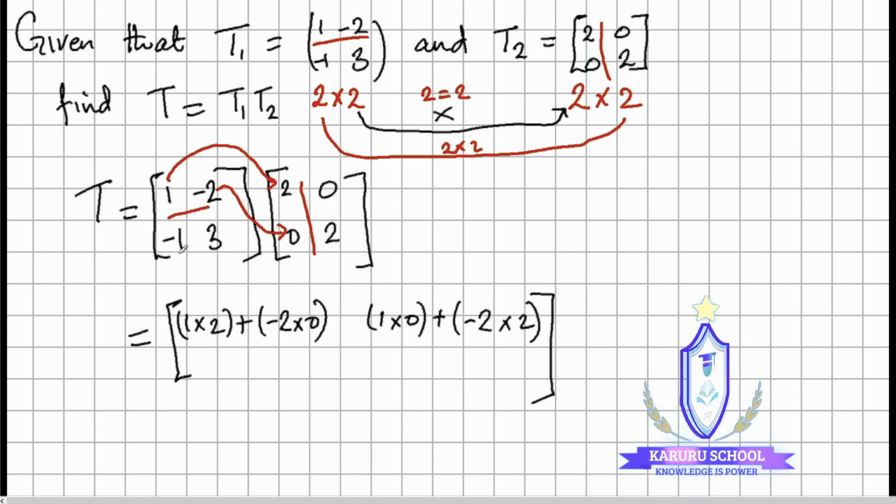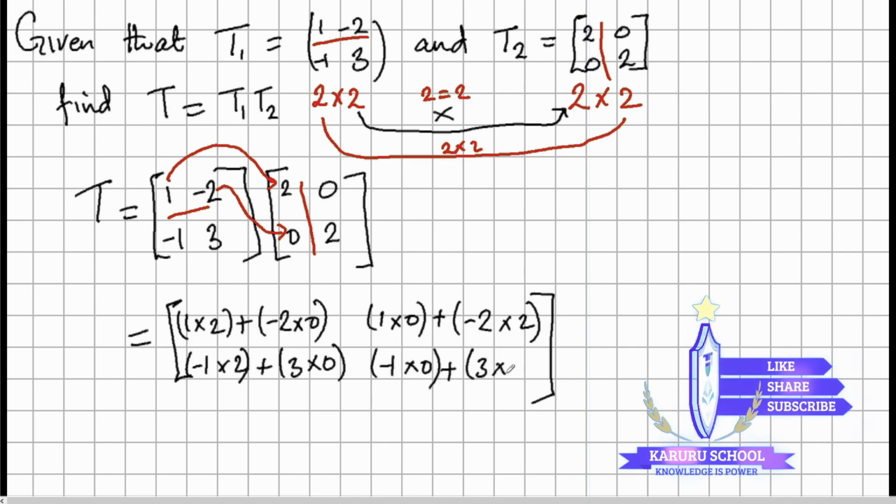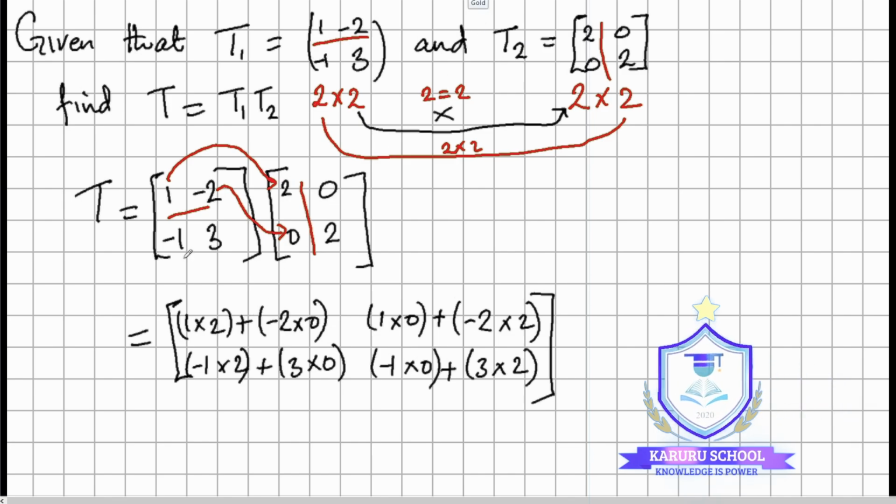Then for the second row, we take the first element in the second row and multiply with the first value of the first column of the second matrix. So we will have negative 1 multiplied by 2 plus 3 multiplied by 0. That gives us the first element in the second row. Then we have negative 1 multiplied by 0 plus 3 multiplied by 2.